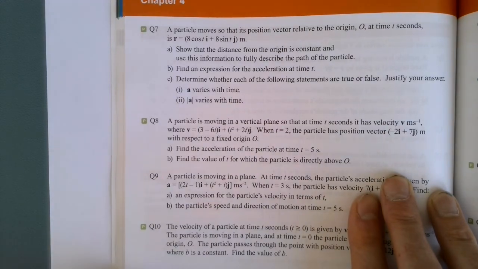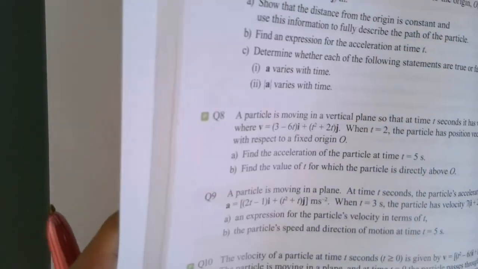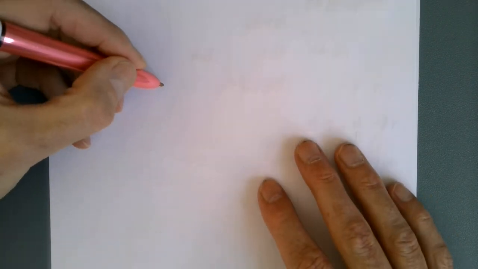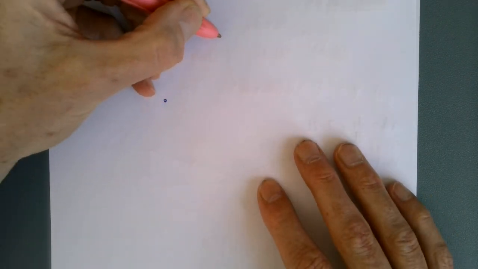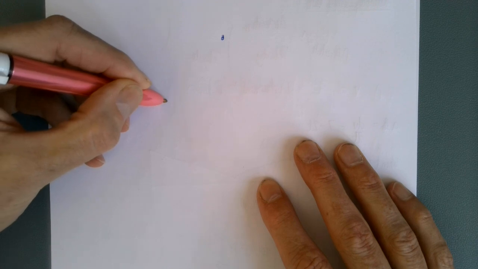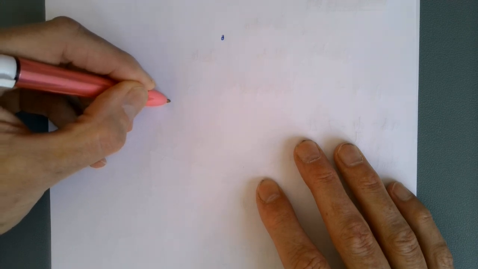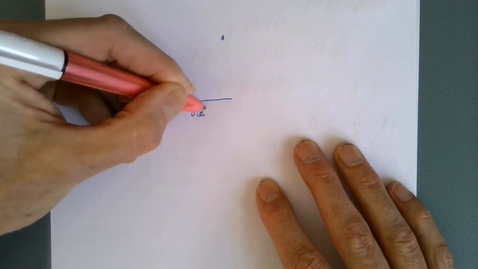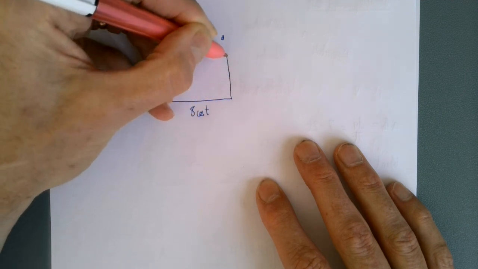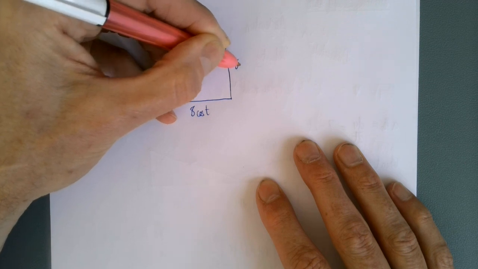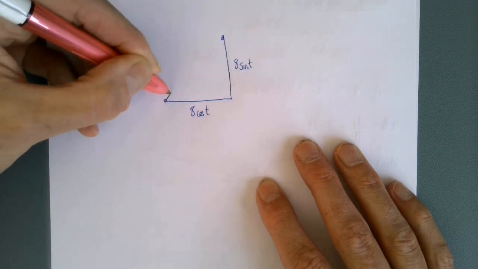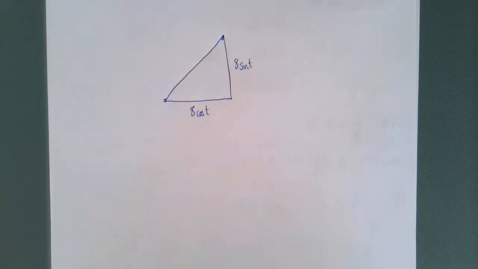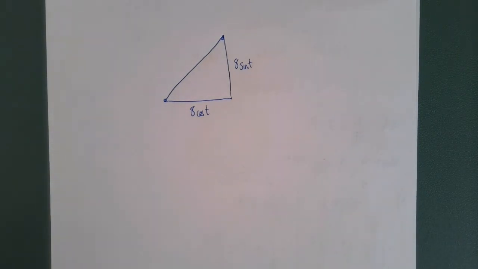Sorry, we're on page 96 now, question 7. So let's draw a little sketch of the position of this thing from the origin, and what we're told is that that's always 8 cos t, and that's always 8 sine t, and we're told to show that its distance from the centre is always constant. So let's square and square root.